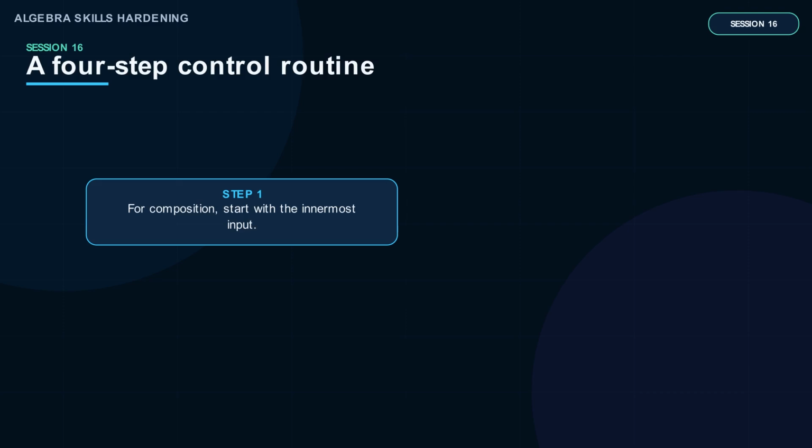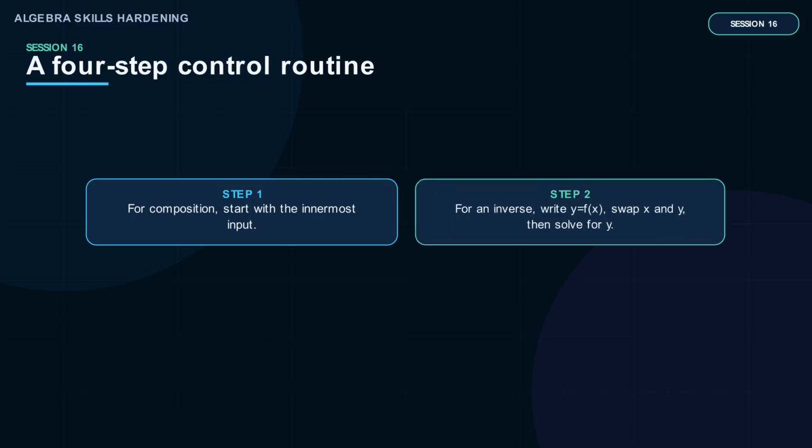Step 1. For composition, start with the innermost input. Identify the object being changed and the requested result. Step 2. For an inverse, write y equals f(x), swap x and y, then solve for y. Use a separate line so signs, units, and restrictions stay visible.